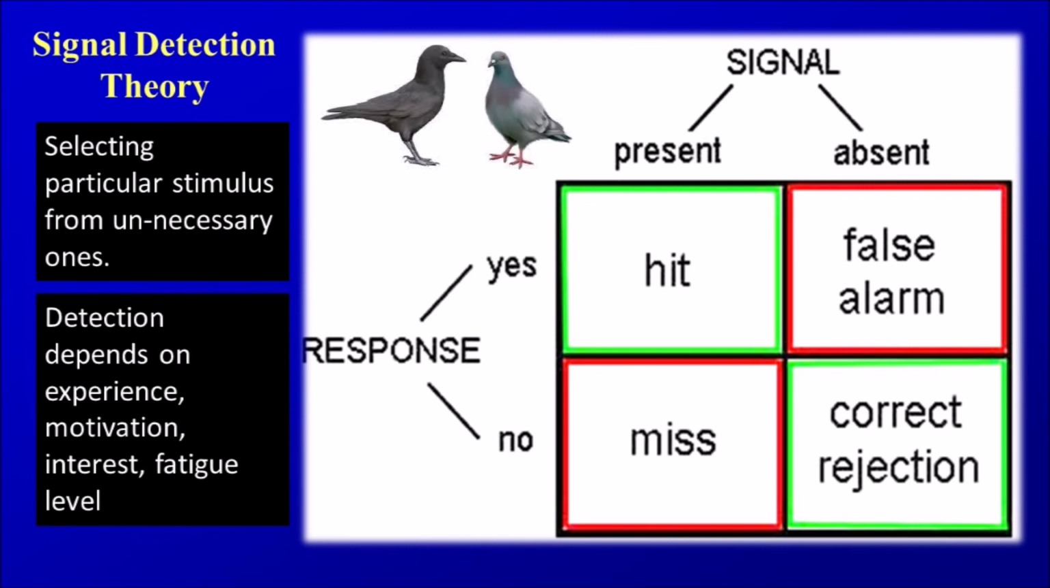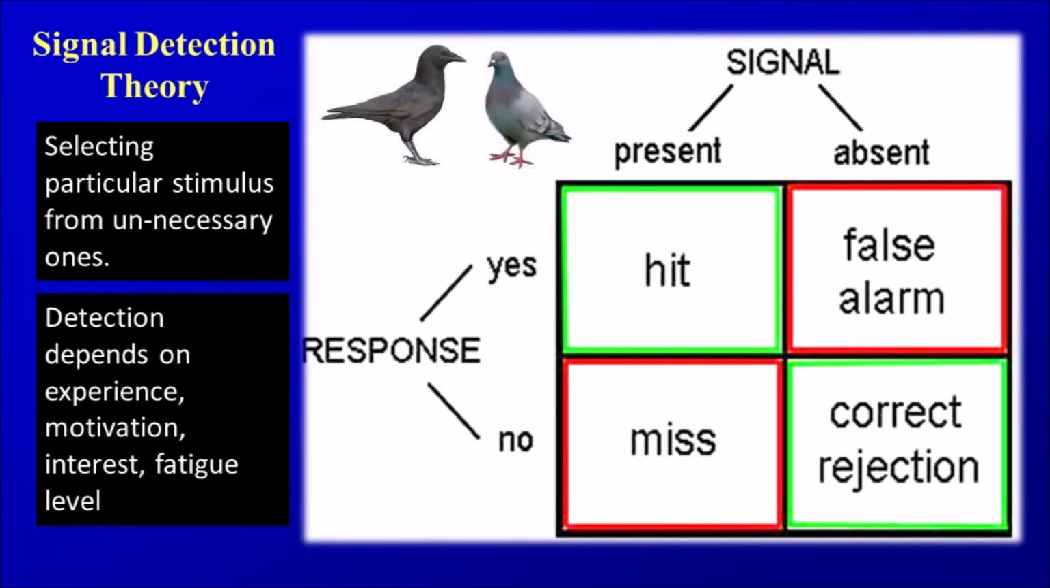Another option would be that you indicate the target when it is not there. For example, you take a crow as a pigeon. So this is a false alarm, that is a false positive. And the third option is that you did not notice the target. You did not see the pigeon. This is a miss, a false negative. It was there, but you could not notice that.